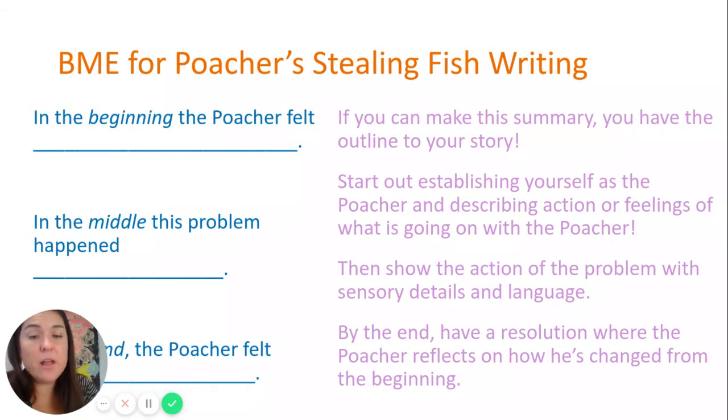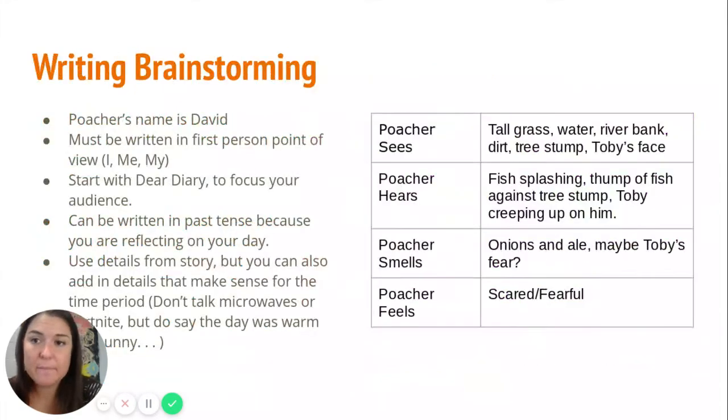For instance, if you'd like to have text frames to help you understand this a little bit better: in the beginning, the poacher failed. In the middle, this problem happened. And by the end, the poacher failed. If you can write this short summary, then you've got a really good outline of what your story is going to be. So this may be the first thing. You may be the kind of writer who likes to use this as your pre-writing. Summarize what you're going to write, and then go back and look at the details that you got when you did Handout 6A.